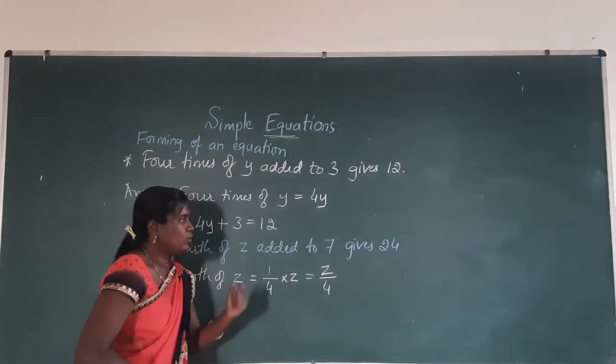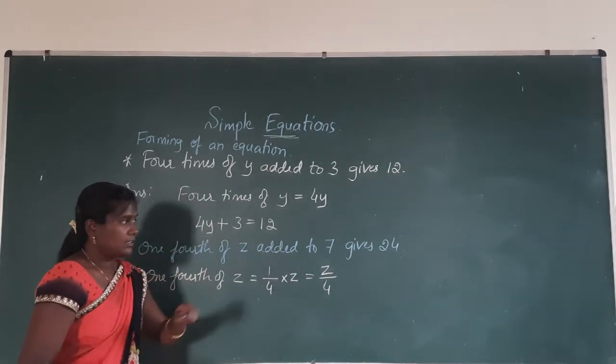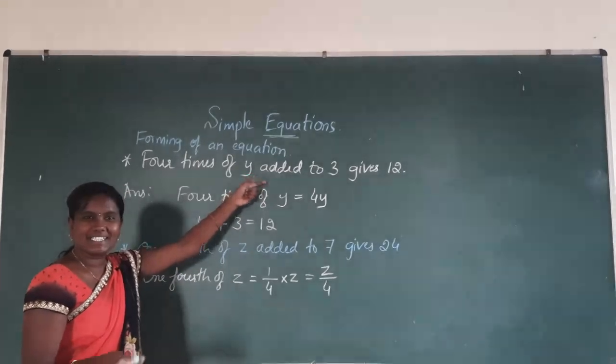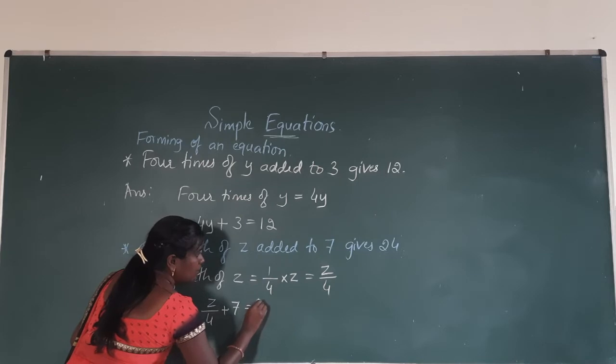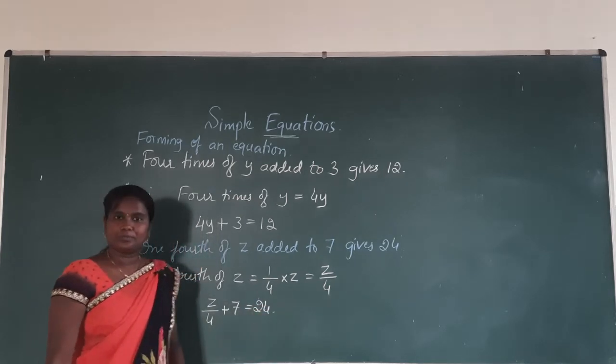It is z by 4. It is added to 7 gives 24. The same it is. Yes. So 1/4 of z added to 7 gives 24.